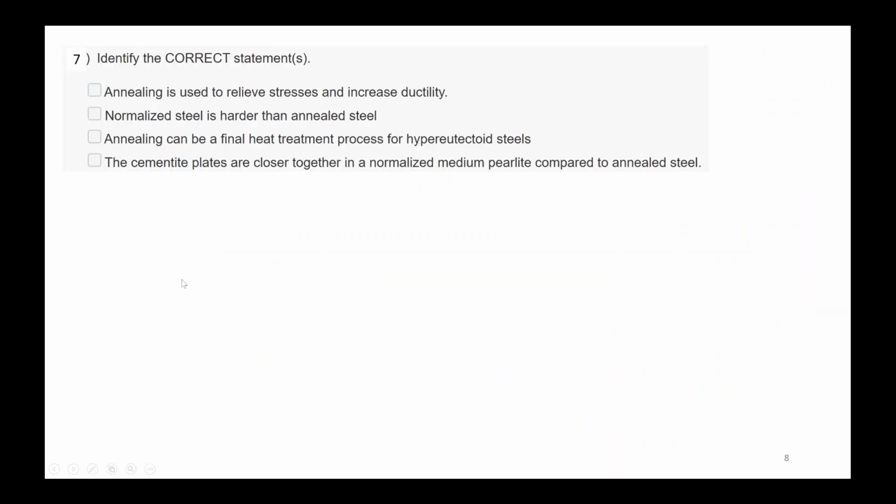Okay, so in this question you have to identify the correct statement. So first is, annealing is used to relieve stresses and increase ductility, or normalized steel is harder than annealed steel, or annealing can be final heat treatment process for hypereutectoid steels, and the cementite plates are closer together in a normalized medium pearlite compared to annealed steel. So your answer will be these three statements. This statement is incorrect in this case.